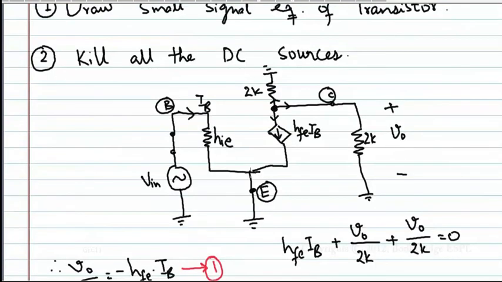Which point? Here we'll apply leaving plus leaving plus leaving is equal to 0. Or no need of applying there. Just draw this. What is this? This is 0 volt. Right, this is 0 volt.